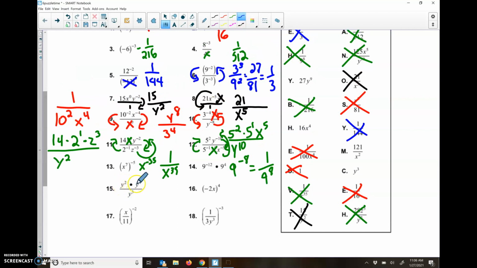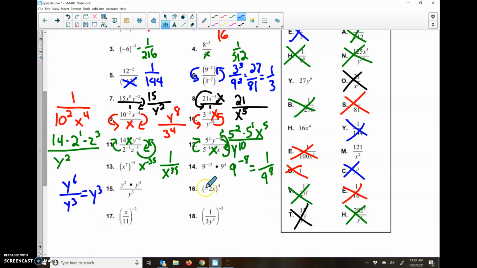Okay, y squared times y to the 4th, well, that gives us y to the 6th, divided by y to the 3rd. And if you remember, when we have a problem that looks like this, we really subtract those. So 6 minus 3 is 3. So we're just looking for one that says y to the 3rd, which is letter C here.